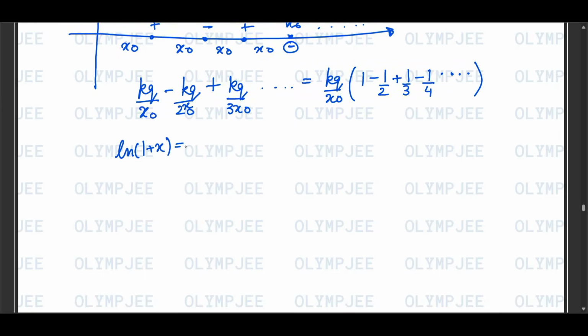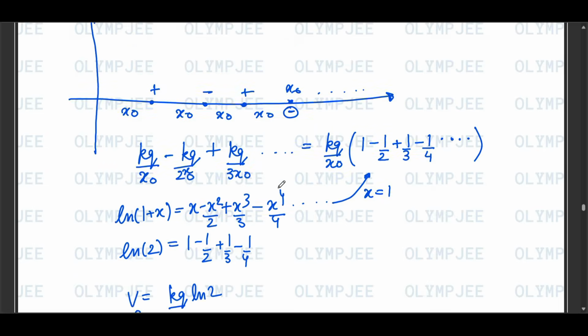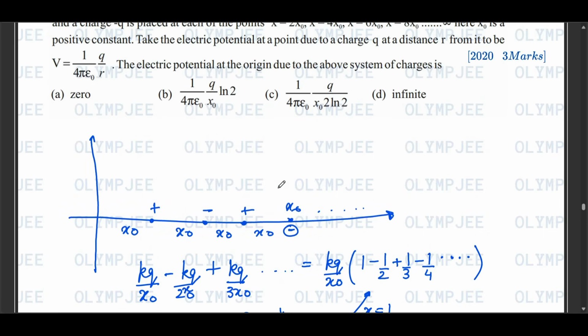It is given as x minus x square by 2 plus x cube by 3 minus x4 by 4, and so on. So if we put x as 1 here, we'll get this only, right? So ln 2 is equal to 1 minus half plus 1 by 3 minus 1 by 4. So the potential will be equal to kq by x naught multiplied by ln 2. So the answer is option B.